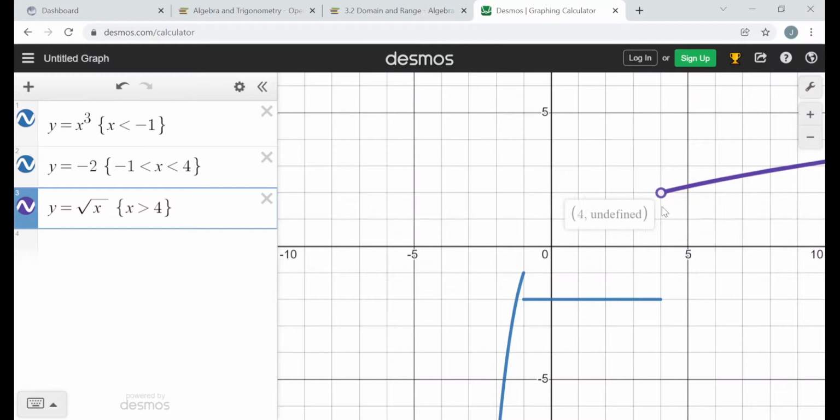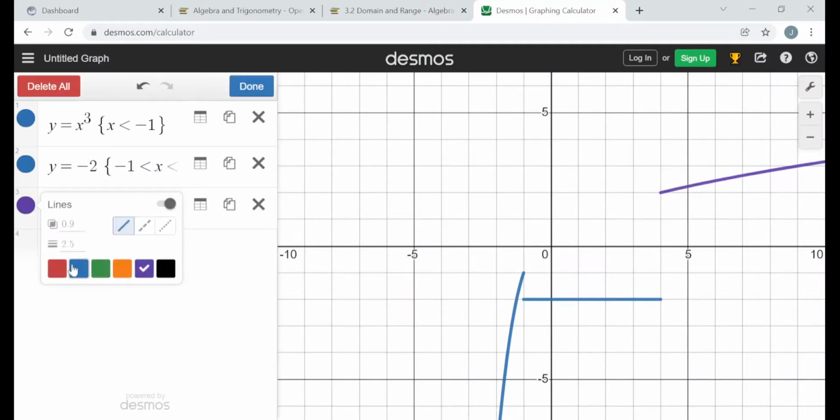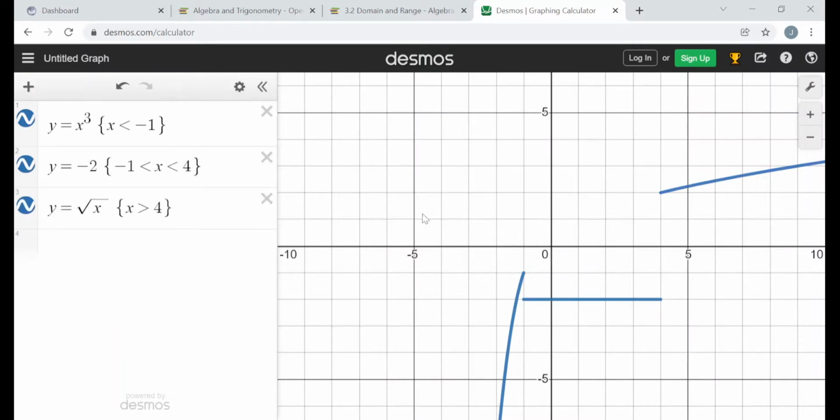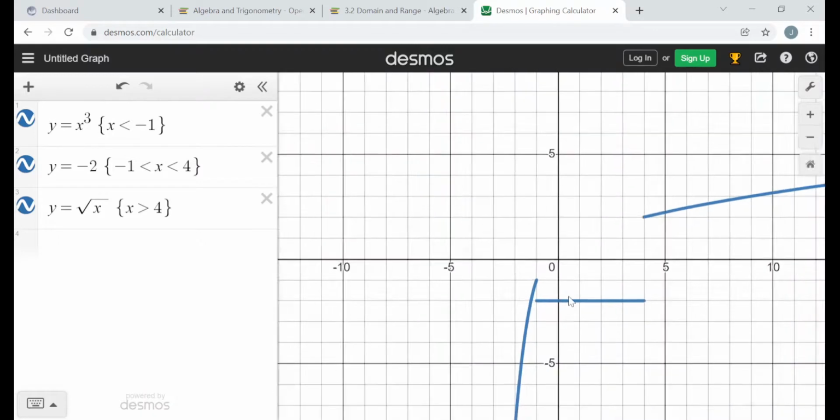There's 4 undefined, another hole. The square root of 4 is 2, so it's at the point (4, 2), but it is not there. Everything after that has an x value greater than 4, and the y value is just the square root of the x value. I should probably make that the same color, just because they're the same graph. And this is your piecewise defined function.